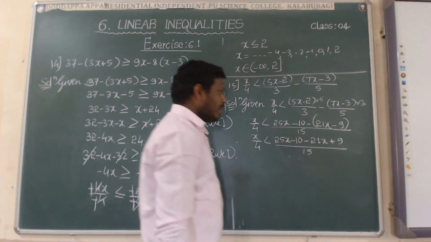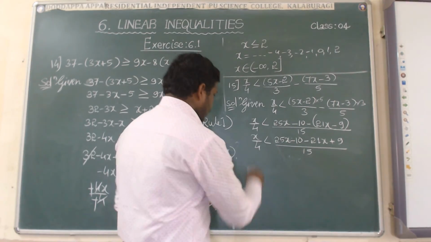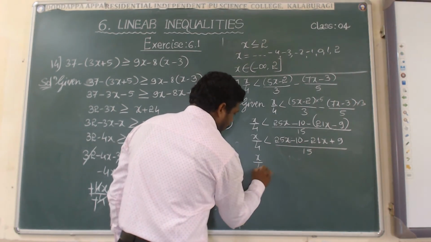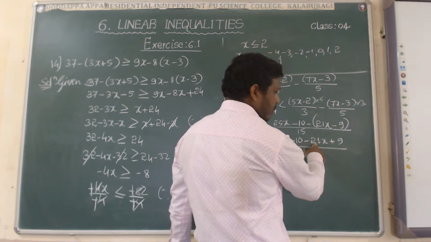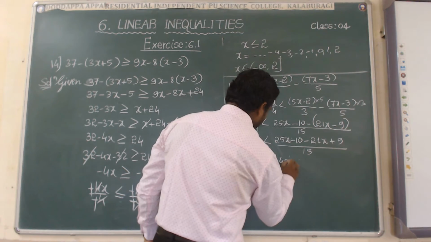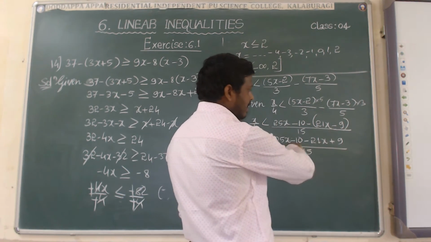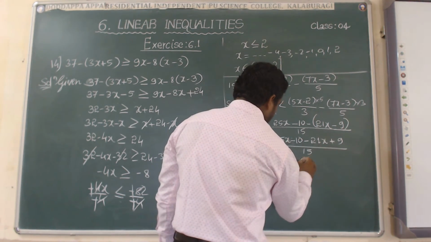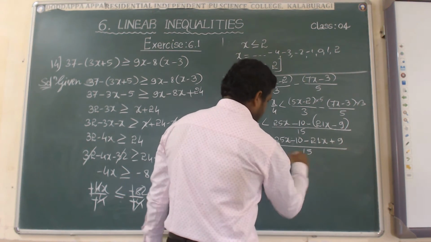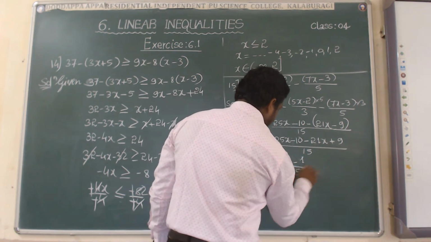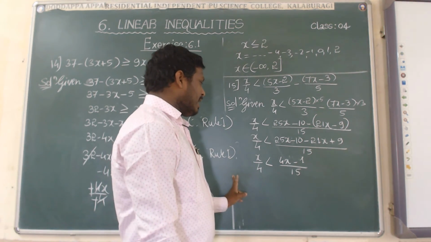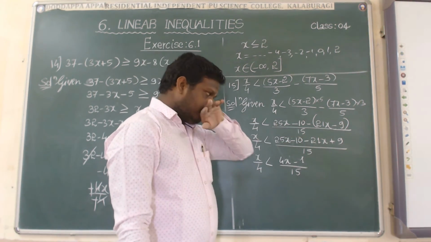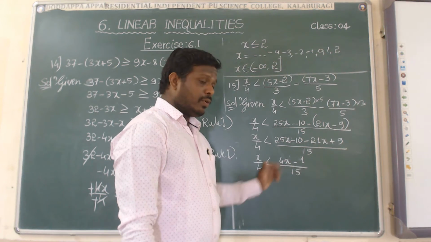Now simplify the numerator. Write again x by 4. 25x minus 21x becomes 4x left here. Minus 10 plus 9 leaves only minus 1 here, divided by 15. For removing the 4 from the LHS side and 15 from the RHS side, what do we do here?